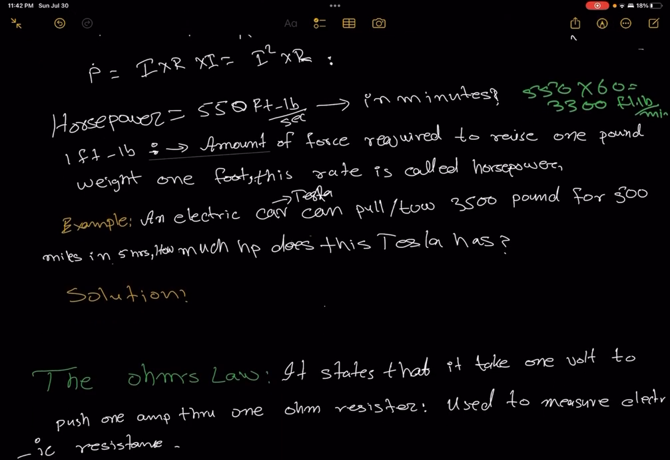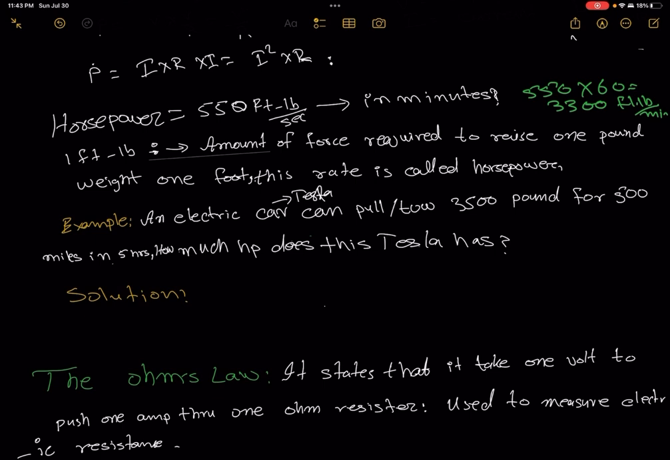For example, the foot-pound. What is a foot-pound? It is the amount of force required to raise a 1 pound weight 1 foot. That's what we call a foot-pound. This rate is called a horsepower. Let's move on to an example here.